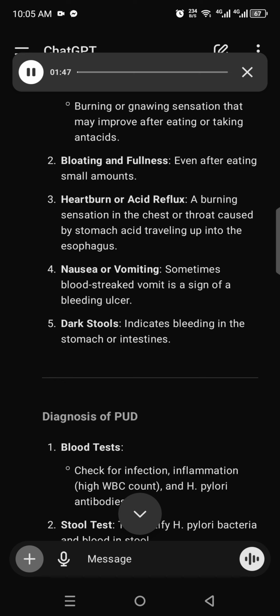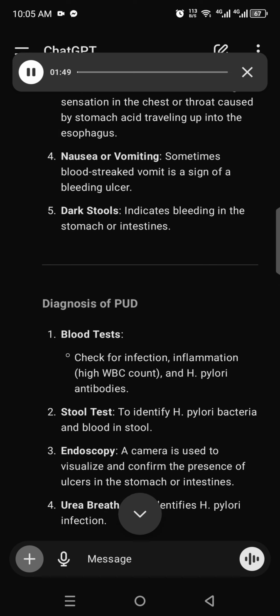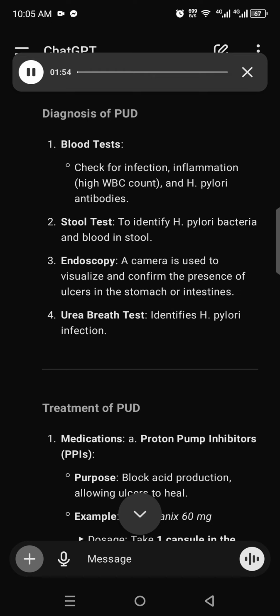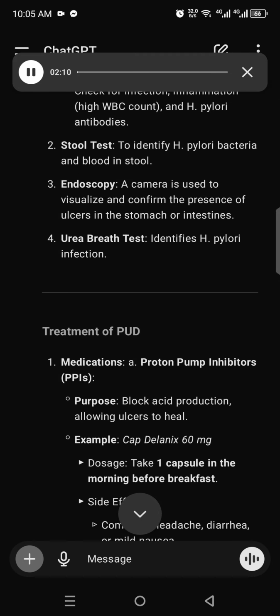Diagnosis of PUD. 1. Blood tests. Check for infection, inflammation, high WBC count, and H. pylori antibodies. 2. Stool test to identify H. pylori bacteria and blood in stool. 3. Endoscopy. A camera is used to visualize and confirm the presence of ulcers in the stomach or intestines. 4. Urea breath test identifies H. pylori infection.